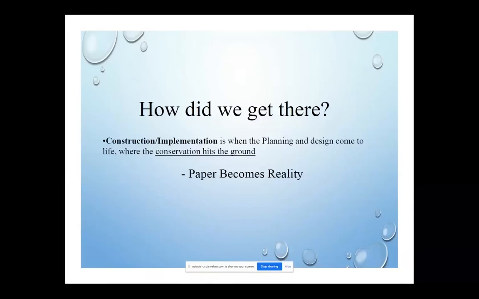So how did we get there? We've gotten from planning to here it is. Well, we have to go through construction and that implementation phase. And with that also comes that planning and design. And where that design comes to life is where the conservation hits the ground. So how did we get paper to become reality? Everything looks great on paper, but making sure it can be built and it's built according to that is key to getting good conservation on the ground.